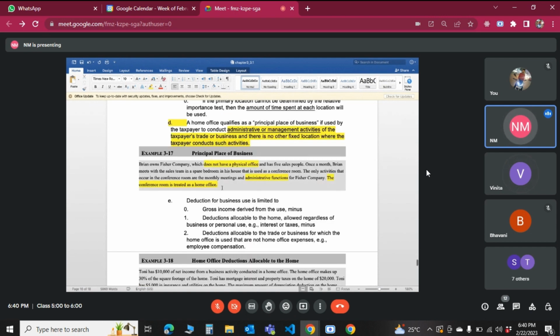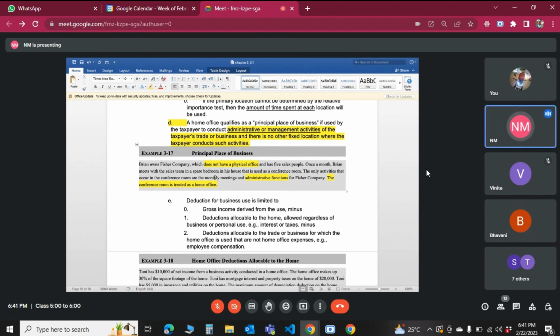Continue reading now. Is Hemant there? Yes, ma'am. 3.17. Brennan owns a Fisher company which does not have a physical office and has five people. Once a month, Brennan meets with the sales team and uses a spare bedroom in his house as a conference room. The only activities that occur in the conference room are monthly meetings and administrative functions of Fisher Company. So, is the conference room treated as a home office?